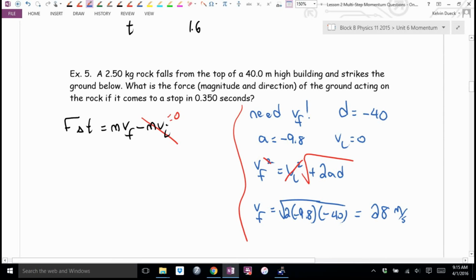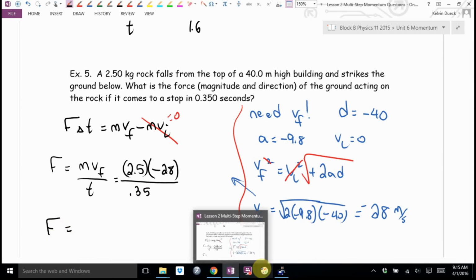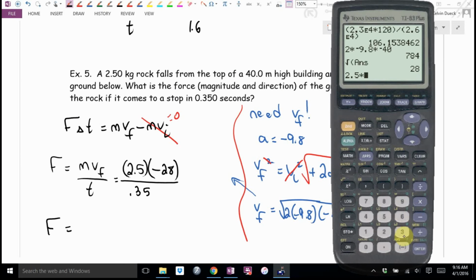Okay. Let's call it negative. How would I get the F by itself over here? You divide. Okay. It's going to be 2.5, negative 28, all over 0.35. Oh, geez. Answer's working out flukily nice. Negative 200 newtons.